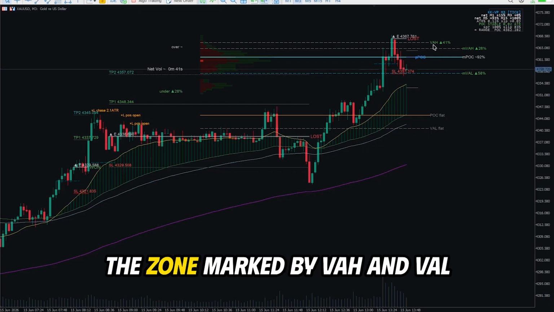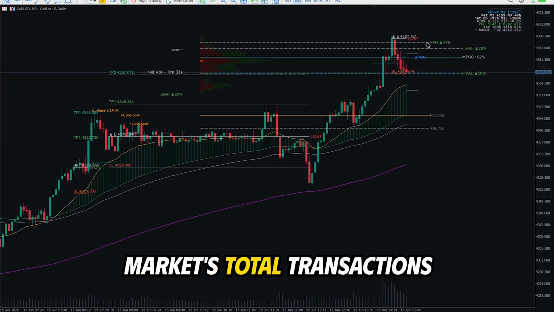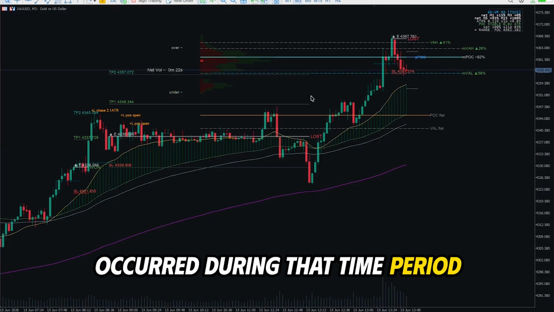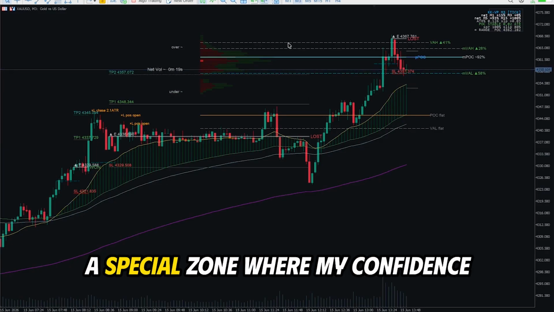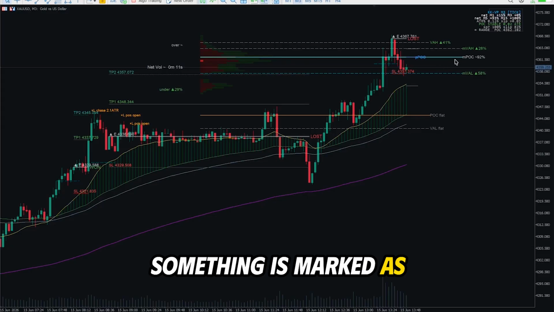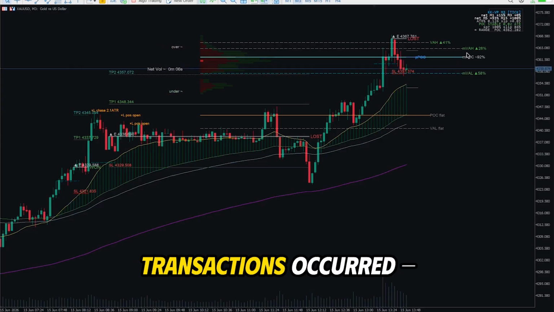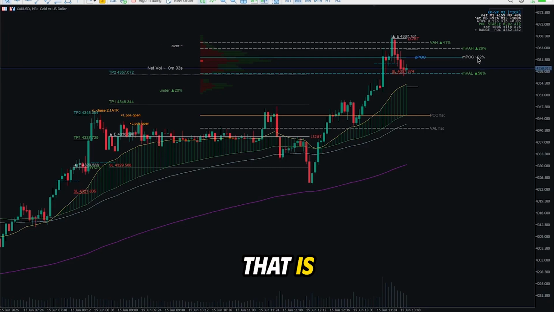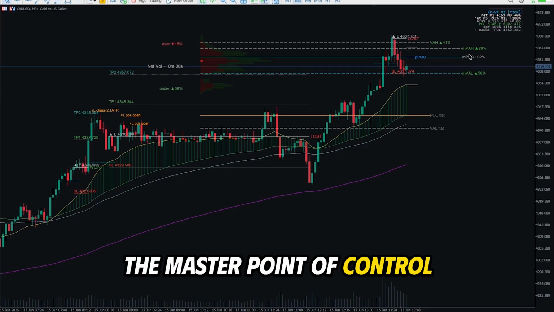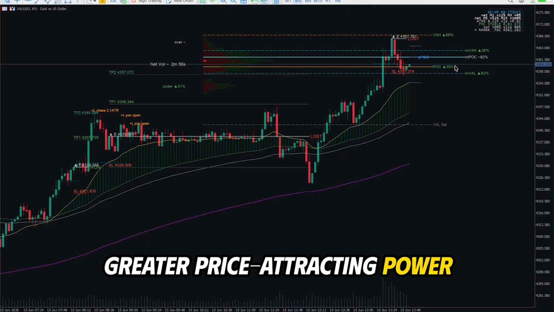The zone marked by VAH and VAL is where approximately 70% of the market's total transactions occurred during that time period. And for the master zone, my confidence level is even higher than that. So when something is marked master point of control, meaning the spot where the most transactions occurred, that is the master point of control, which is the point that has far greater price attracting power.